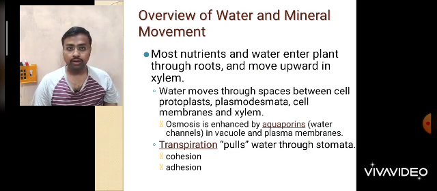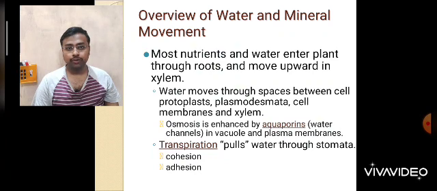and once the water, minerals and nutrients penetrate into the root cells, they move into the protoplasm. Through the protoplasm they cross the plasmodesmata, enter the cell membrane and then enter the xylem. Now it reaches the xylem. Once it enters the xylem, the transportation takes place. The transportation of water and dissolved minerals will be carried out due to some external pressures and tension, adhesion and cohesion. These are the things involved in the transportation of water and minerals.